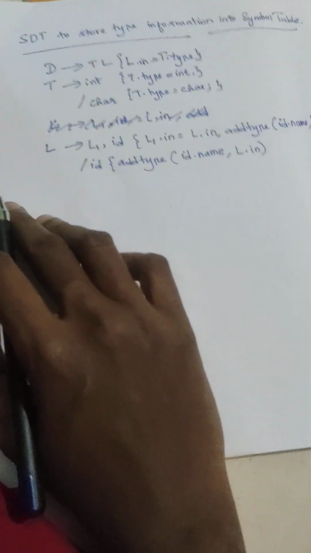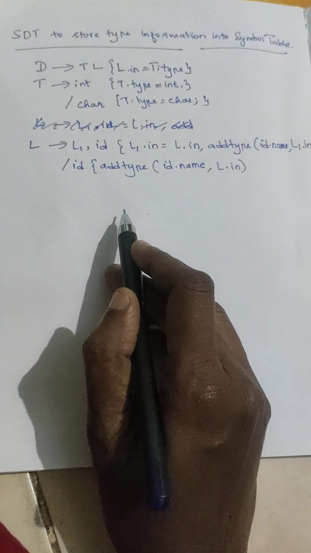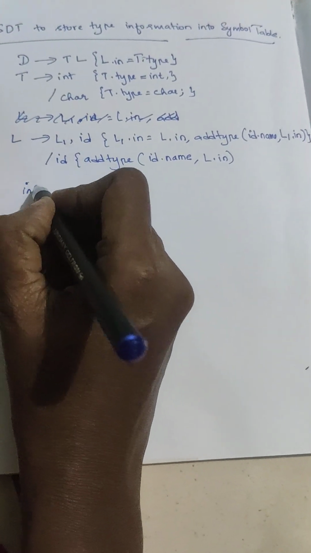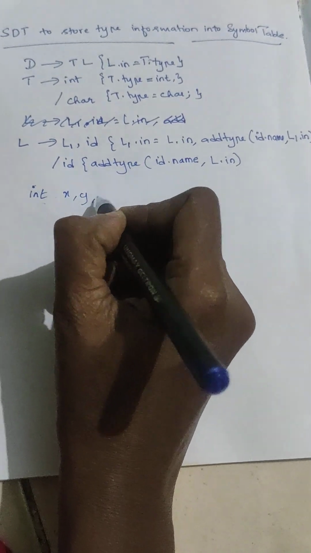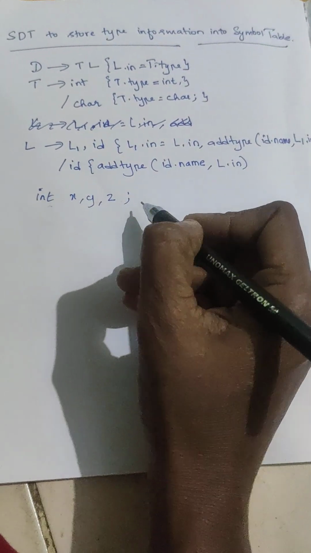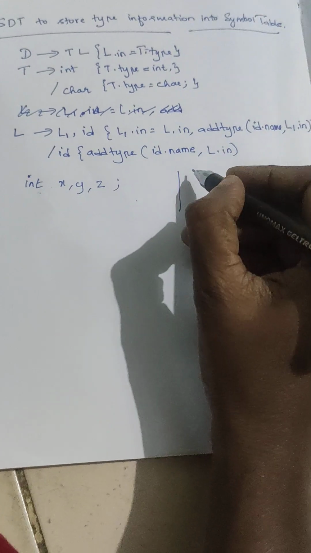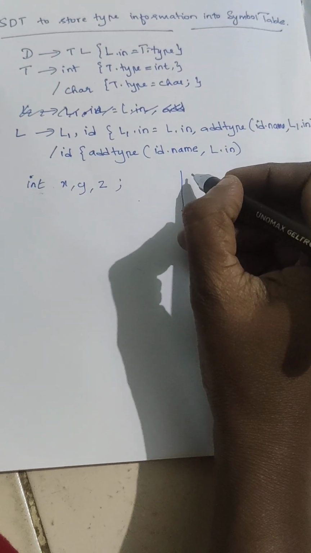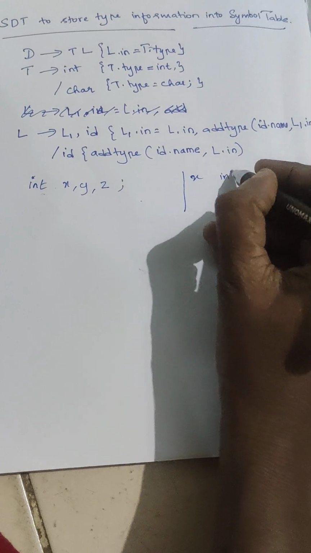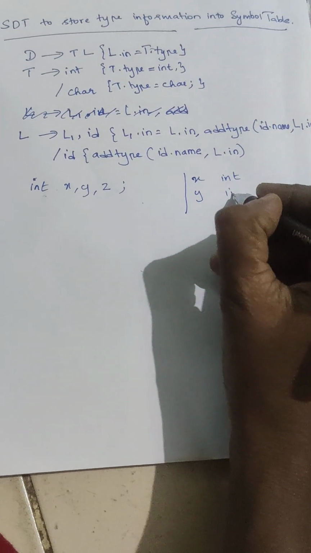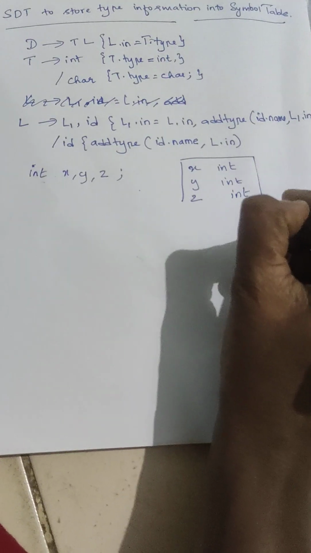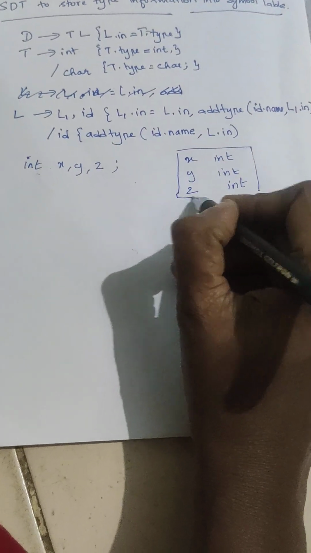So now let us see the execution of this SDT. Suppose we are considering the example int x, y, z. We have a declaration. From this declaration we have to create a symbol table such that it records what type x, y and z are. X is an integer type, y is an integer type, z is an integer type. That is the purpose of this symbol table. Fine.